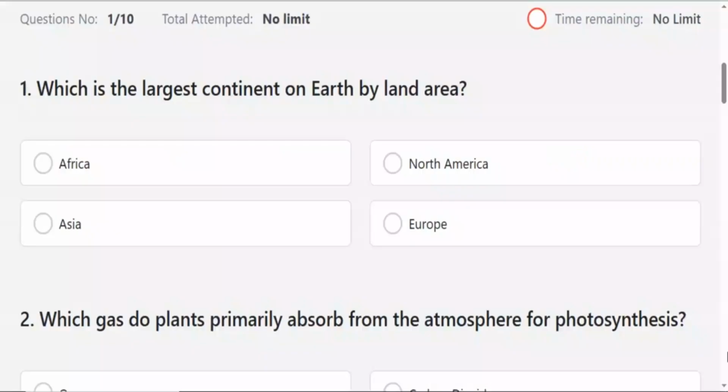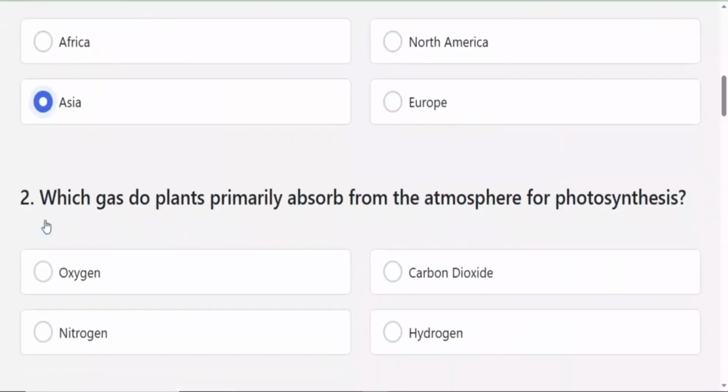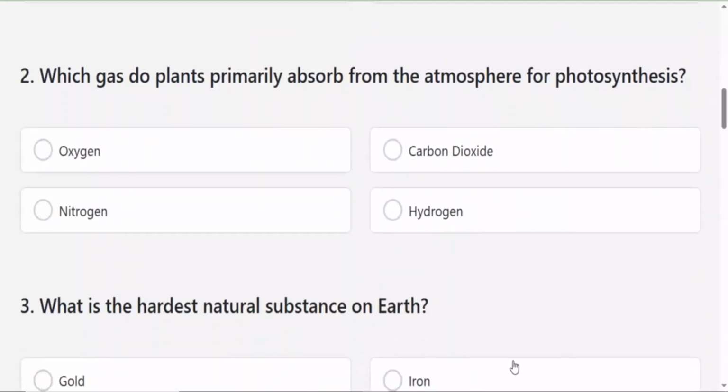Which is the largest continent on Earth by land area? A. Africa. B. North America. C. Asia. D. Europe. Correct answer, C. Asia.